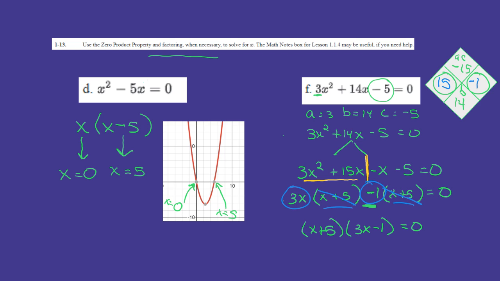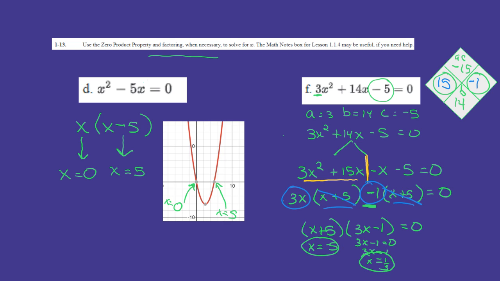Now, that means that x has to be equal to -5 to solve for this one. And when I do the algebra for this, add 1 and divide by 3. So that means it's 1/3 and -5. Those are the solutions for this particular problem.